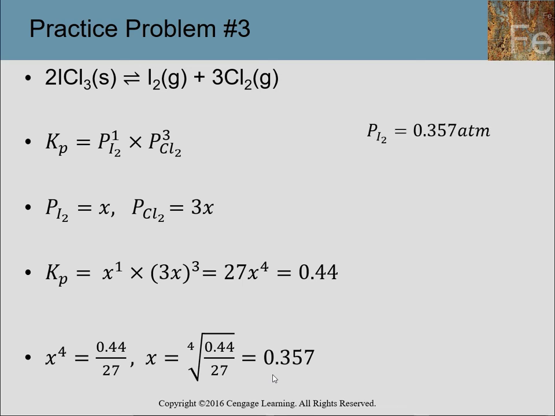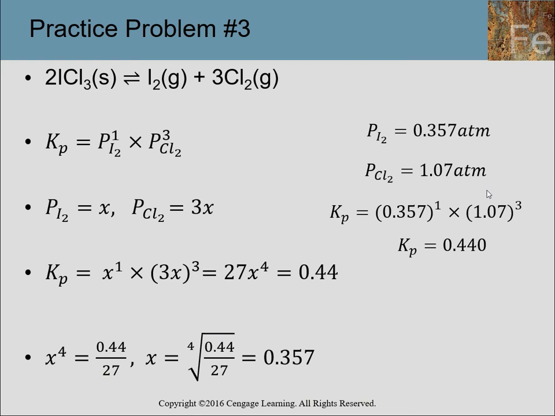That means my iodine pressure was 0.357 and my chlorine pressure was 1.07. Now, one of the great things about equilibrium is that with numerical problems, you can check your answers and see if you're reasonably close. So I punched these numbers into the expression to see what number I get. Well, guess what? To 3 sig figs, I get 0.440. That tells me that these two pressures do match the equilibrium expression value.